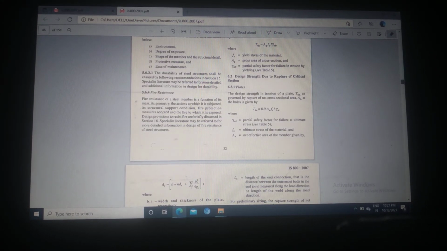Actually, in case of net area rupture, I told you we have to calculate An. So what is An? It is the net effective area of the member, because there are so many bolts. They can be in a chain bolting manner, they can be in a staggered manner. So the net effective area is the critical area in which net area rupture can happen. That An can be anything, it can be in any manner.